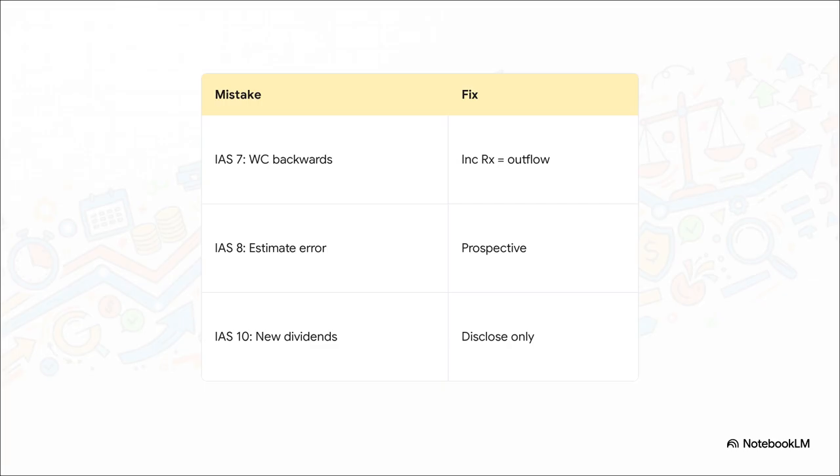And finally, the IAS 10 trap we literally just talked about, adjusting for new dividends. The fix? Dividends declared after the year-end are disclosed only. Never, ever put them in the statement of financial position as a liability.